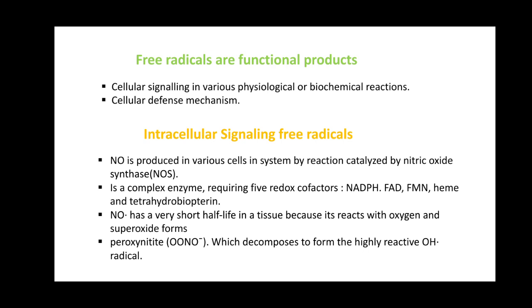The production of NOS. Nitric oxide is produced in various cells by the enzyme NOS, nitric oxide synthase, which is a complex enzyme requiring 5 redox cofactors: NADPH, FMN, FAD, heme, and tetrahydrobiopterin. This nitric oxide has a very short half-life in tissue because it reacts with oxygen and superoxide, forming peroxynitrite, which decomposes to form the highly reactive oxygen free radical.